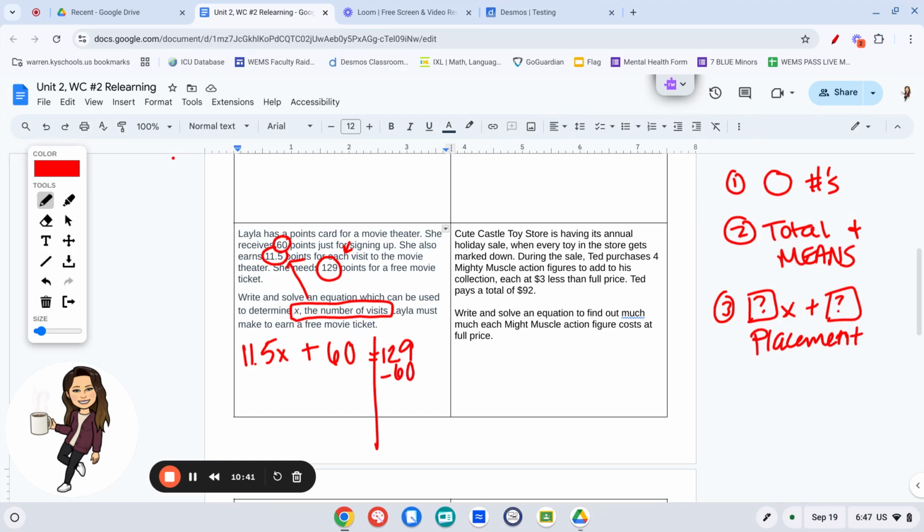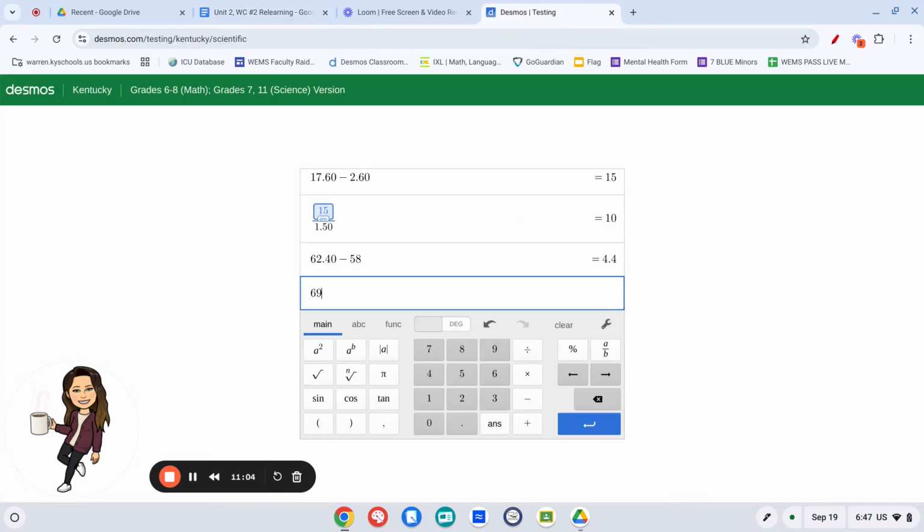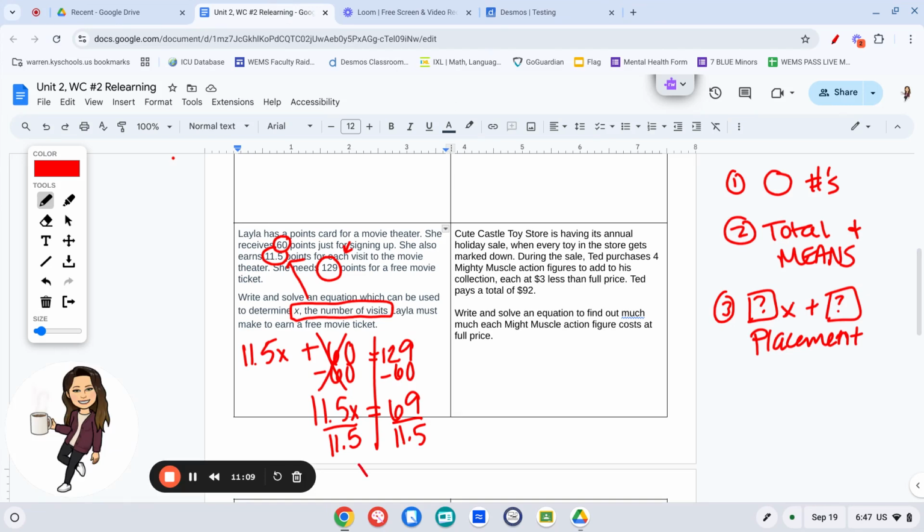So we're going to take away 60. So then we've got 11.5 X equals 69, and then divide by 11.5. So 69 divided by 11.5 would give me 6. So X equals 6, and then again, tell me what your answer means. It's the number of visits she needs to get the free movie ticket.